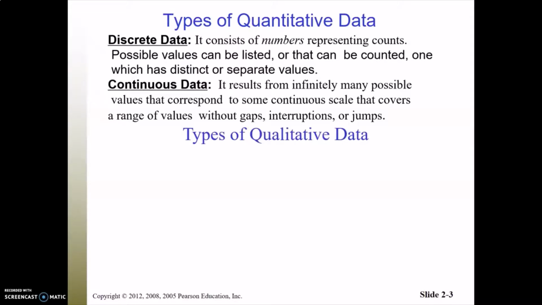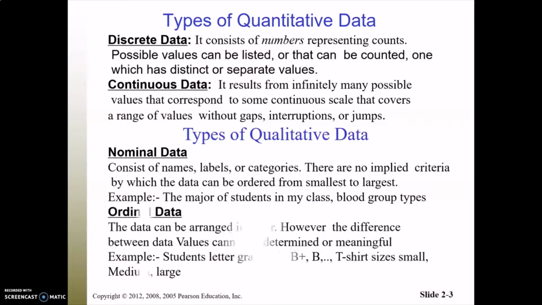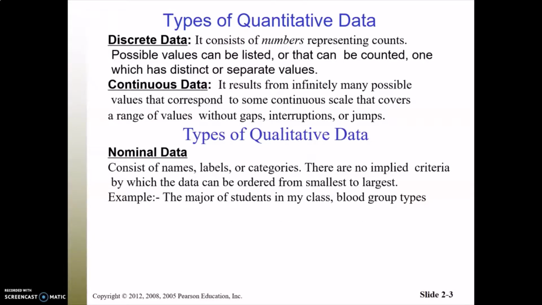Next, there are 2 types of qualitative data. One is nominal data, another one is ordinal data. Let's do nominal data. Nominal data consists of names or labels or categories, and these are categories in which you cannot define any order. You can't say one is greater than the other, so you can't define any order.